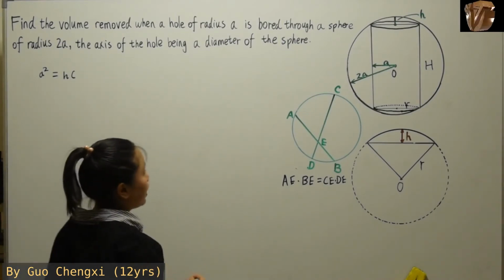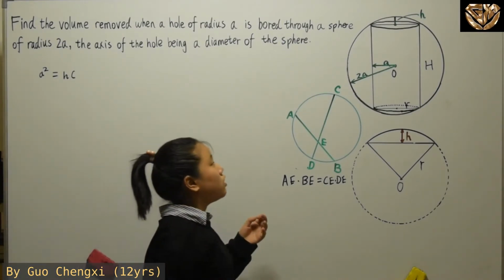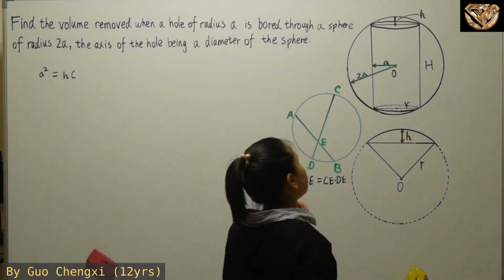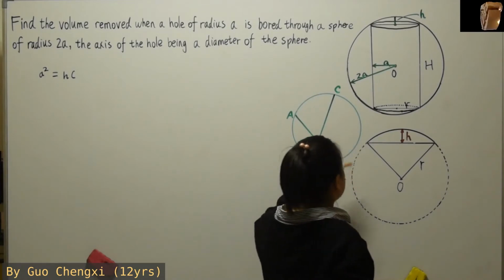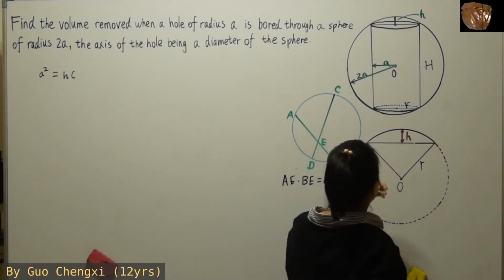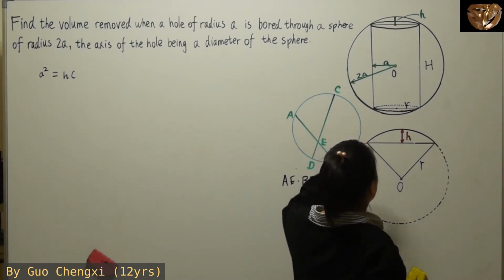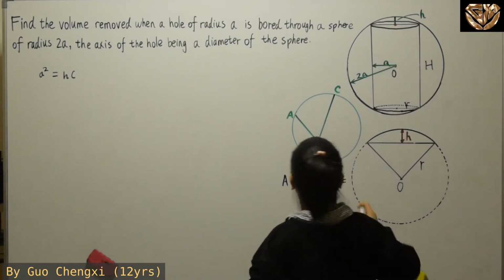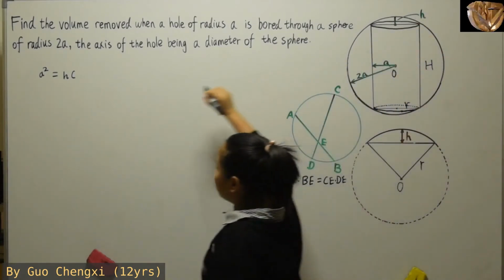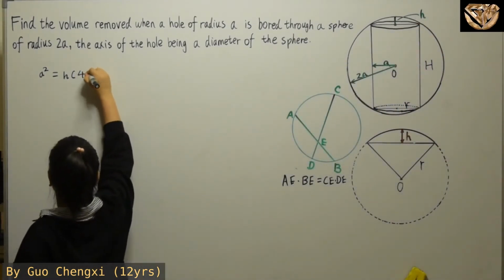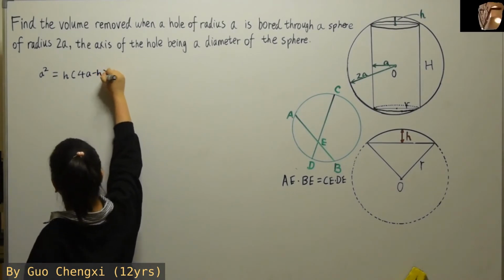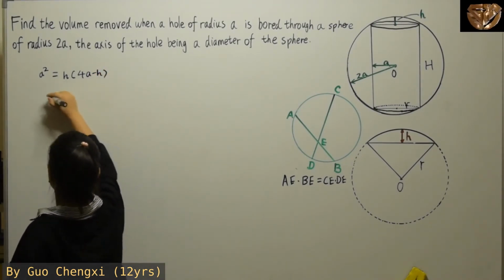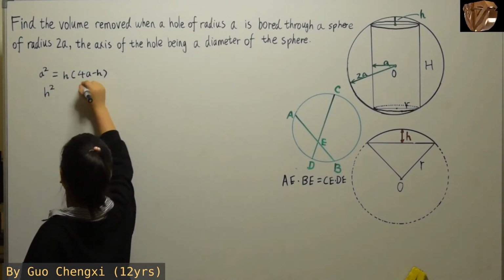So what is capital H basically? Capital H plus the small h, the 2 of the small h, is basically the diameter of the sphere, right, which is 4a. So if you're only considering this part, it'll be 4a minus the h above. So what we'll get here is 4a minus h. And then after that, if you times this in, what you have will be h squared.